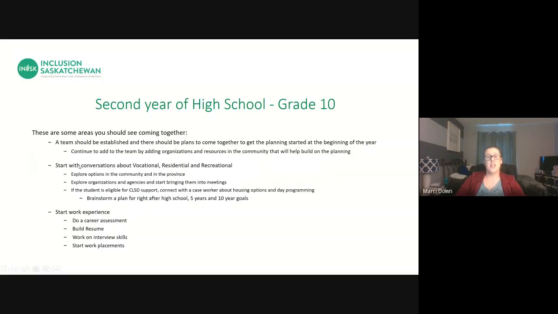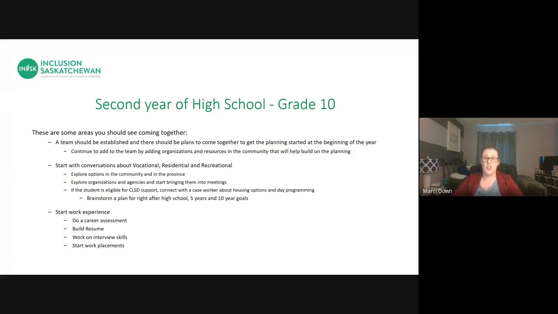So here are some areas that you should be looking at working on. A team should be established at this point. So you've already been asking people last year. Now this team should be coming together. You should be planning meetings. You should be continuing to add people to the meetings. You should start conversations about vocational, residential, recreational. So what is that going to look like after school?